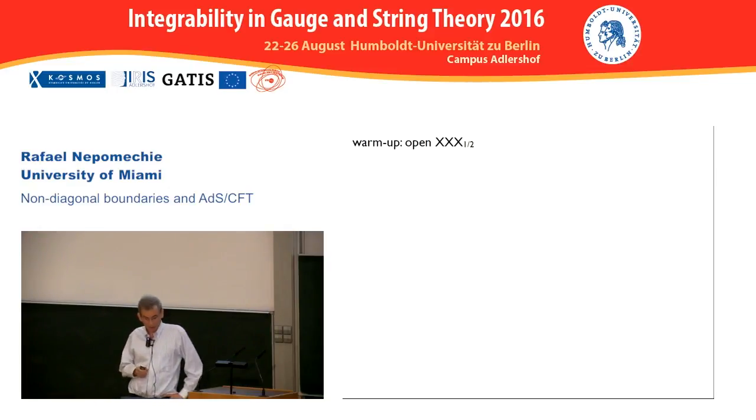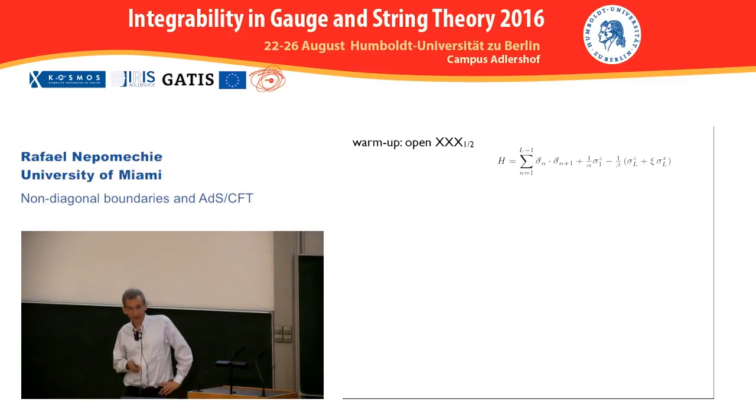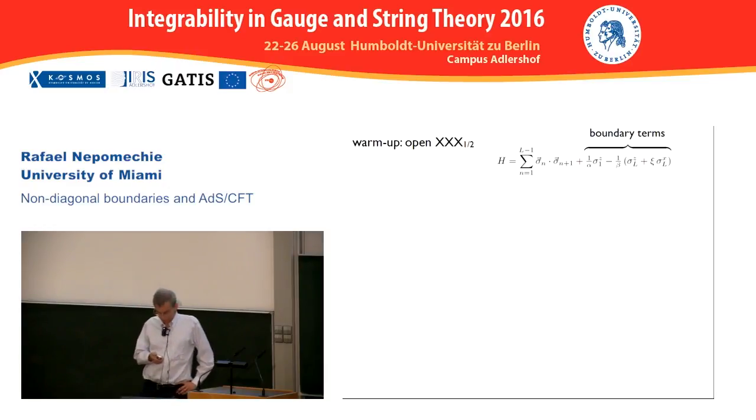Well, again, let's do a warm-up, and let's go back to the XXX spin a half chain, but now open. So now this is the Hamiltonian. You'll recognize the so-called bulk terms. It's the same as in the case of the periodic chain. What's new is these terms here. So here we have at the first site, sigma 1, z, so in the z direction. But then the last site, we have sigma z with some coefficient, 1 over beta, and then sigma x with some other coefficient, c over beta. So these are the so-called boundary terms in the Hamiltonian.